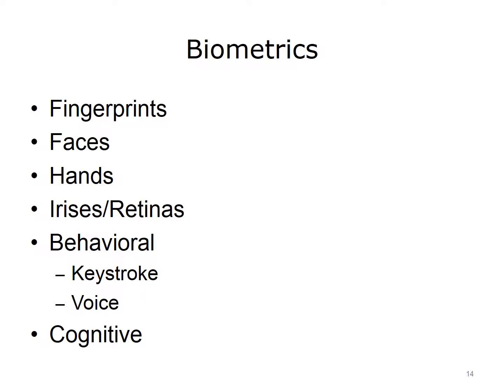Another behavioral biometric is someone's voice. The system listens to the way a user says a particular phrase. A new form of biometrics is cognitive biometrics. This type of biometrics looks at how a user responds to a situation or his thought process.